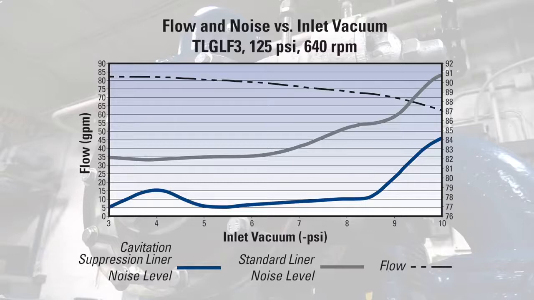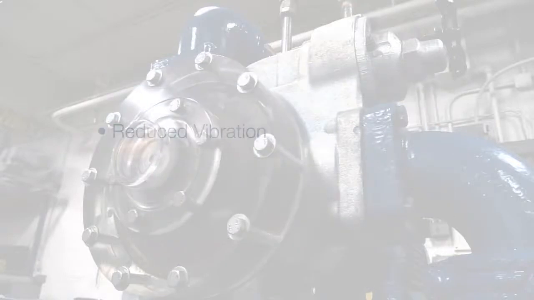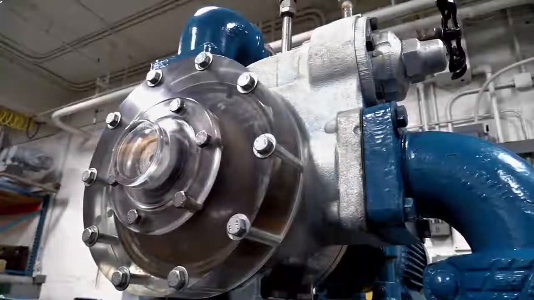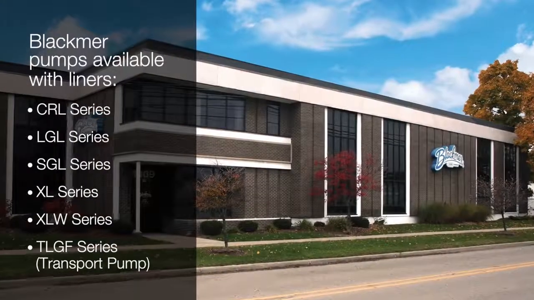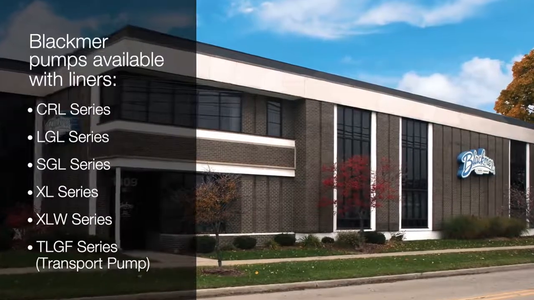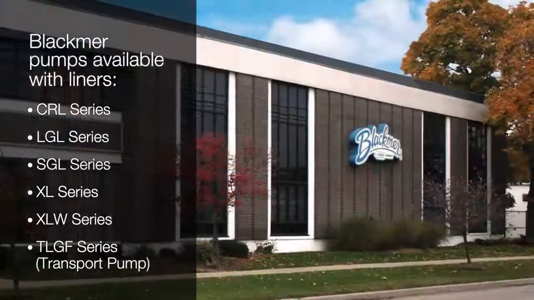As seen on this graph, the positive results can lead to a measurable reduction in vibration, noise levels, and ultimately reduced wear and tear on internal pump components. This technology is especially beneficial when NPSH required is greater than NPSH available. The cavitation suppression liner is available on a wide variety of pump models for both stationary and transport applications.